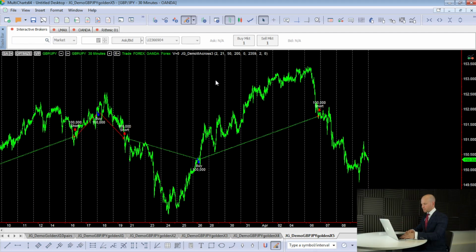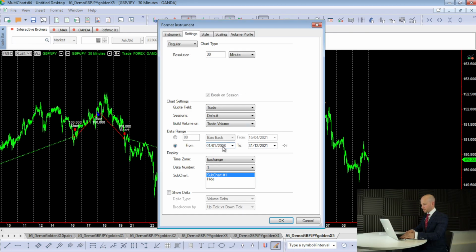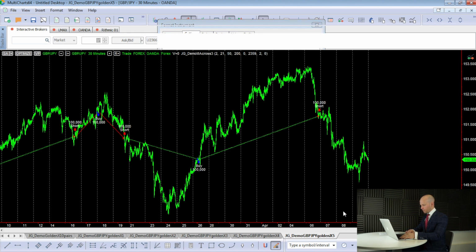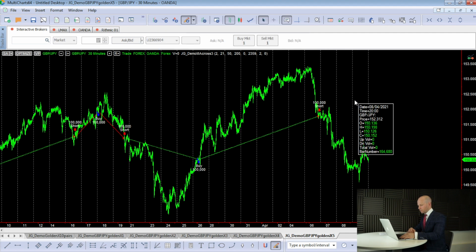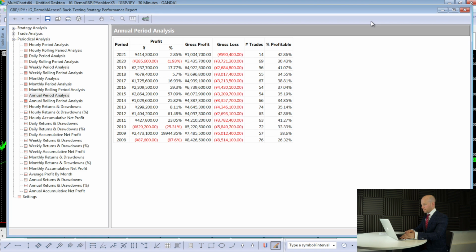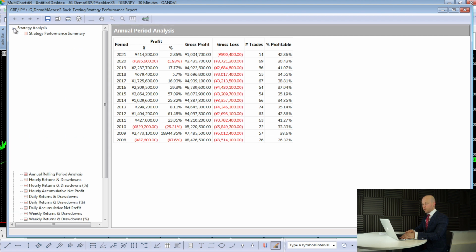So in this workspace, if I show you, we've got data from 2008 through to 2021, and we can see on the chart the data is up to the 8th of April 2021. So let's have a look at the performance. Looking at the annual period analysis, we see that we didn't have a particularly good 2020. We had a very good 2019, and so far 2021 is looking positive.